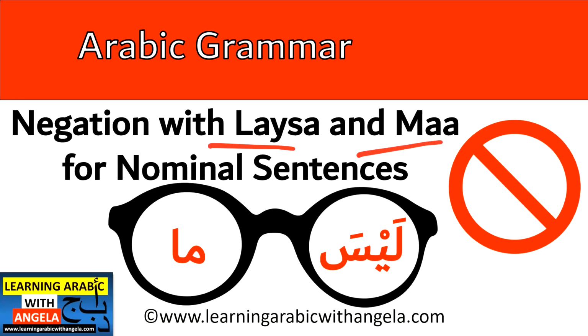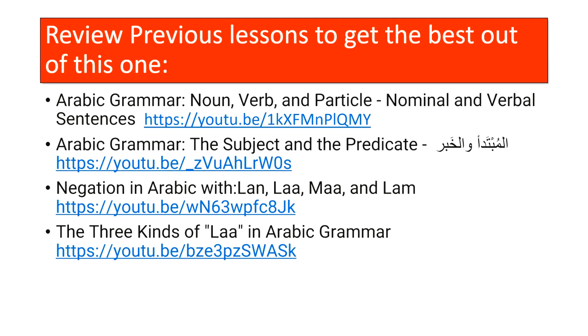In this session, I'm going to be speaking about Laysa and Ma negation tools with nominal sentences. Now, before we continue the lesson, I'm going to ask you to please go back and check the following lessons on YouTube. Basically, what denotes a noun, verb, and particle, and nominal and verbal sentences. You have to be able to tell a nominal and verbal sentence apart before we continue. Also, al-mubtada wal-khabar, the subject and the predicate. You have to be able to know what these are.